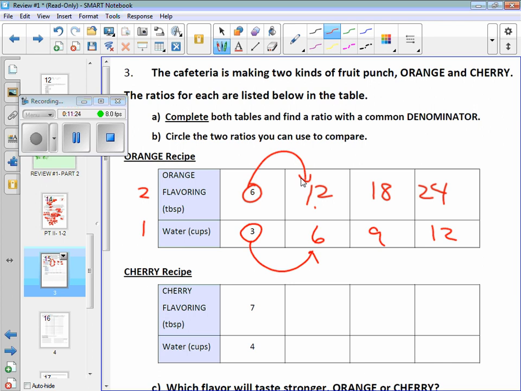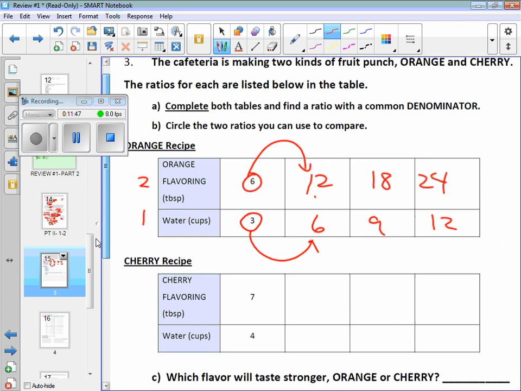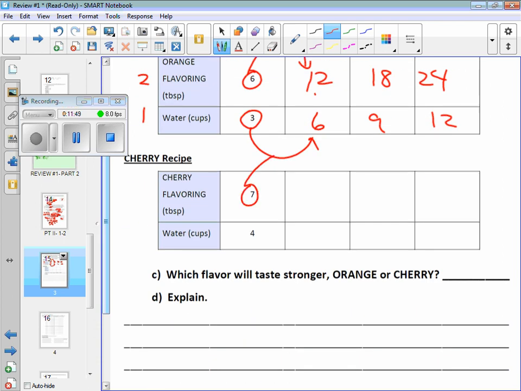And then you would get 8, 4, 9, 4.5, but you could do then 10, 5. Because really, this 6 is half of 12. 3 is half of 6. You could do it that way. I tell you, keep it simple. Count by 6s, count by 3s, because you'll make a match. Here's my cherry. Count by 7s, and just be careful. Don't make a basic math error. Count by 4s.